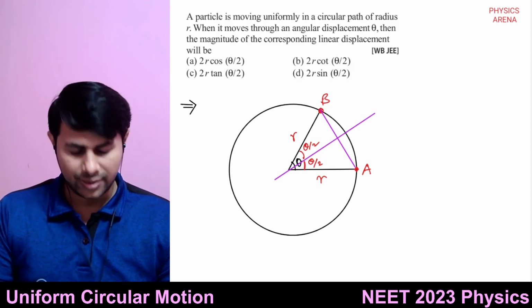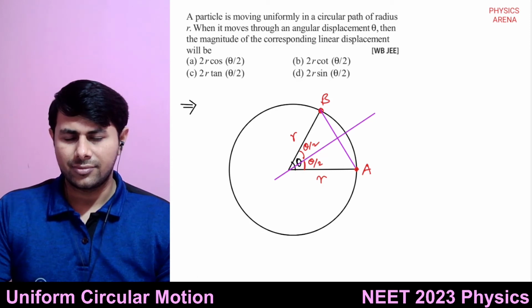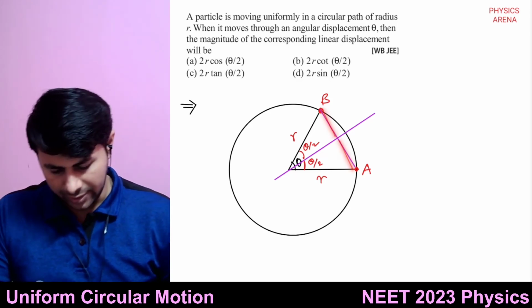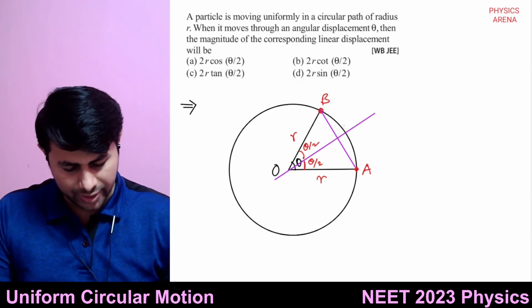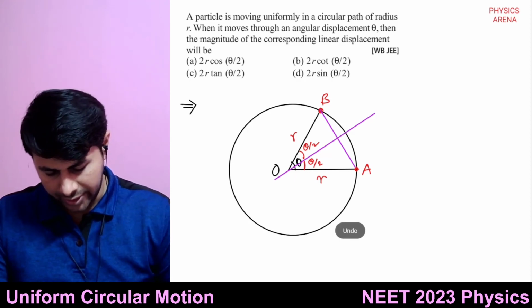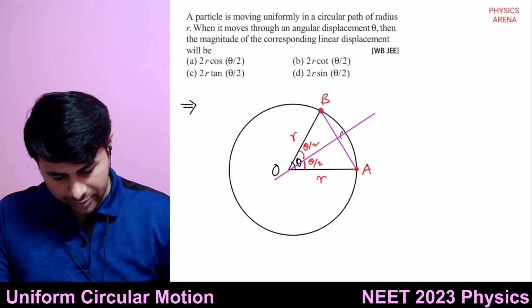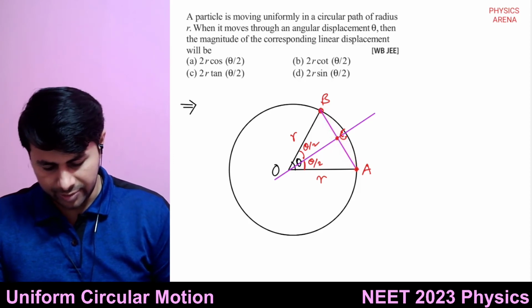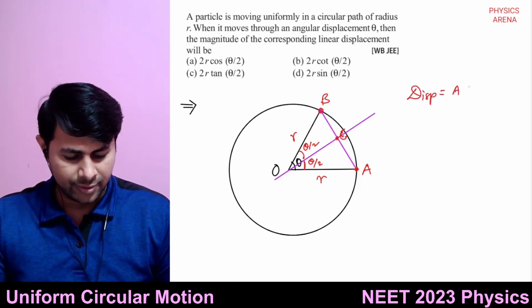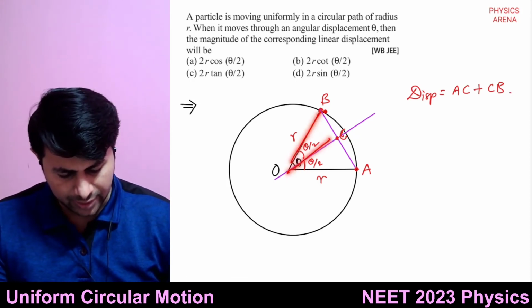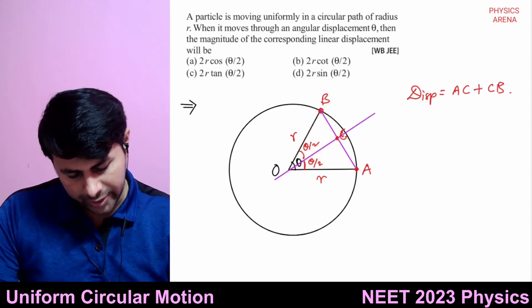Yes, sir. Yeah, tell me. It is this length plus this length, right? Okay, so we have named it already. Let's call this point C. Okay, this is the point C. So can I say it is AC plus CB? Displacement is equal to AC plus CB, right? And if you see this triangle, what is CB?